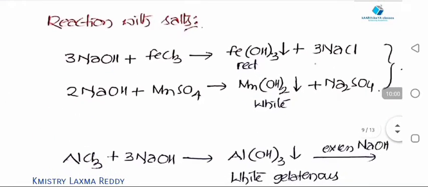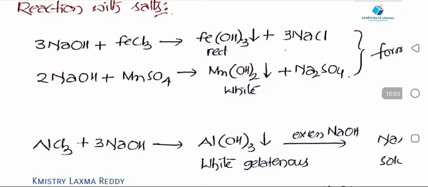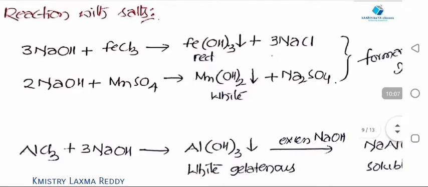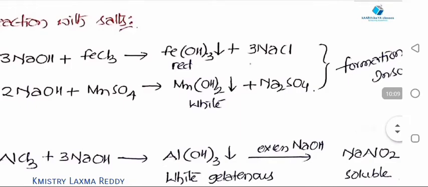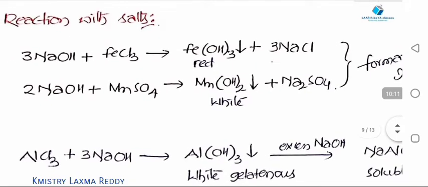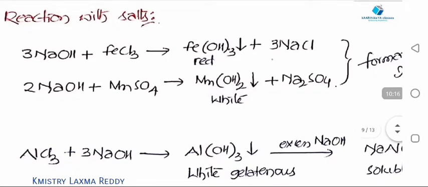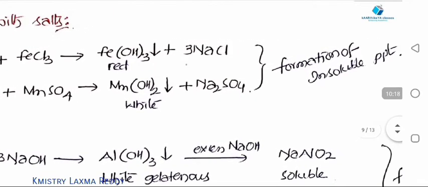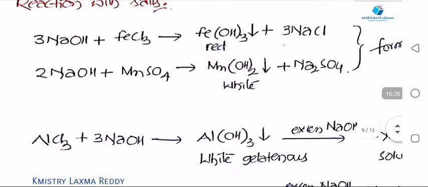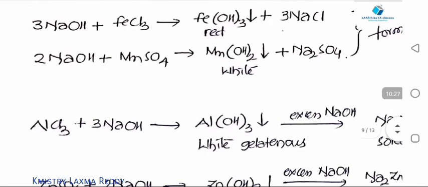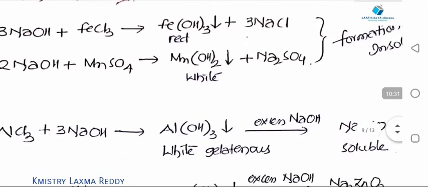Then reaction with salts, interesting these are. With iron chloride and manganese sulfate type of salts, it forms precipitate. For example, FeCl3 gives Fe(OH)3, a reddish brown, insoluble precipitate. Manganese hydroxide is a white, insoluble precipitate. Sodium hydroxide with ferric chloride and manganese sulfate gives insoluble precipitates.